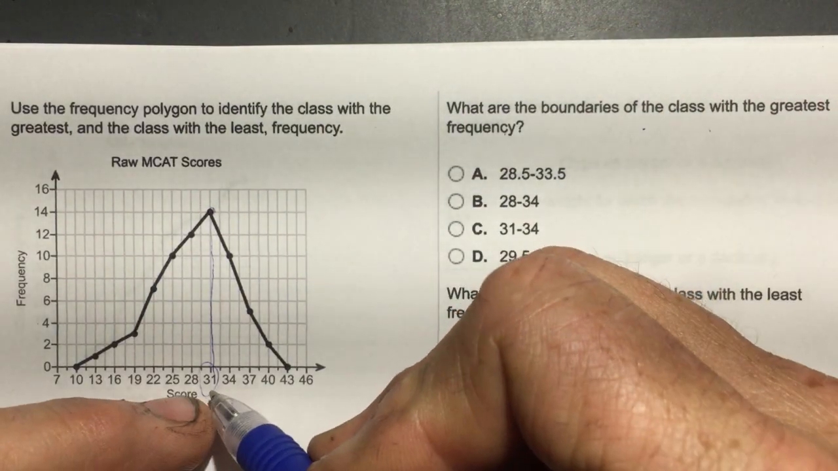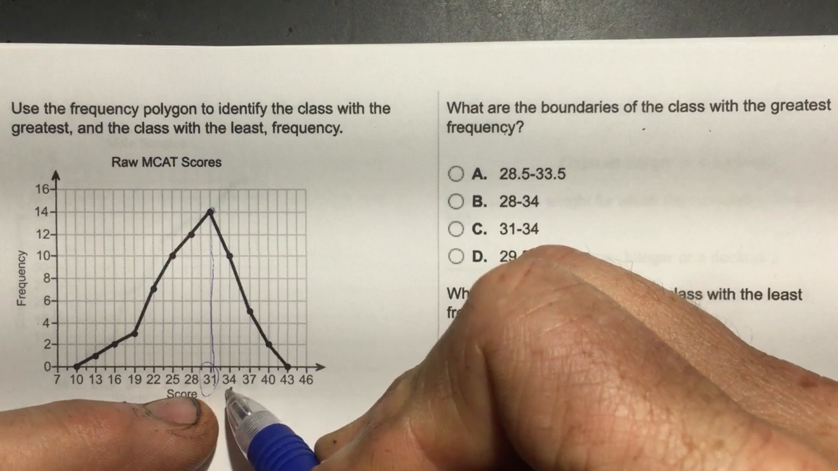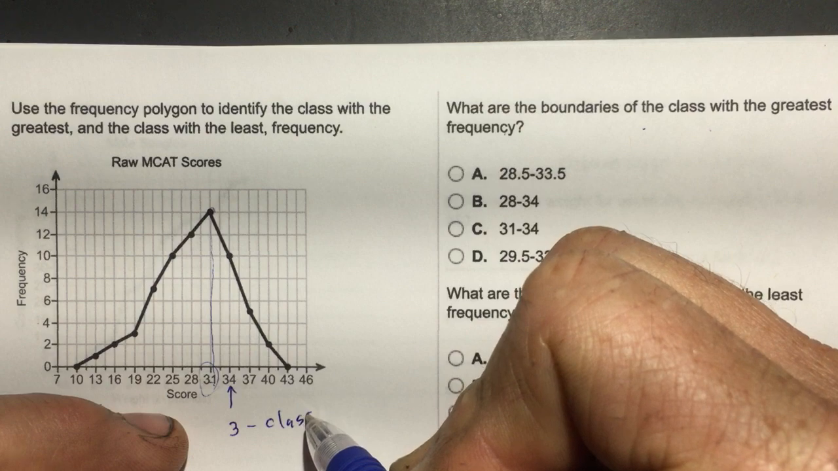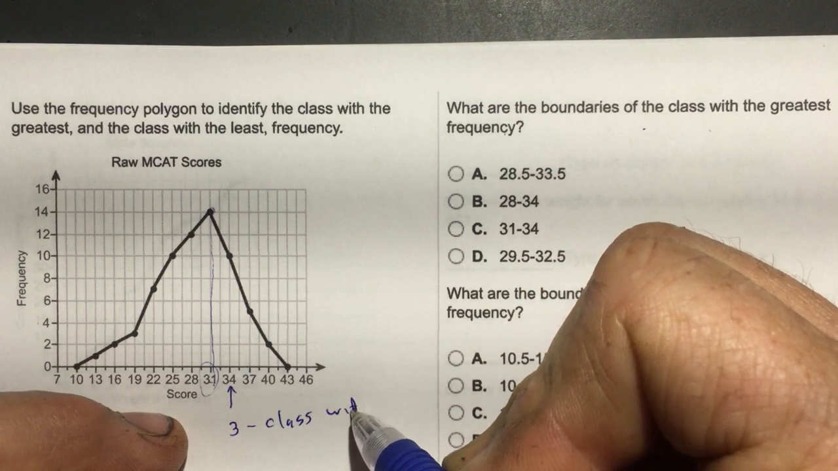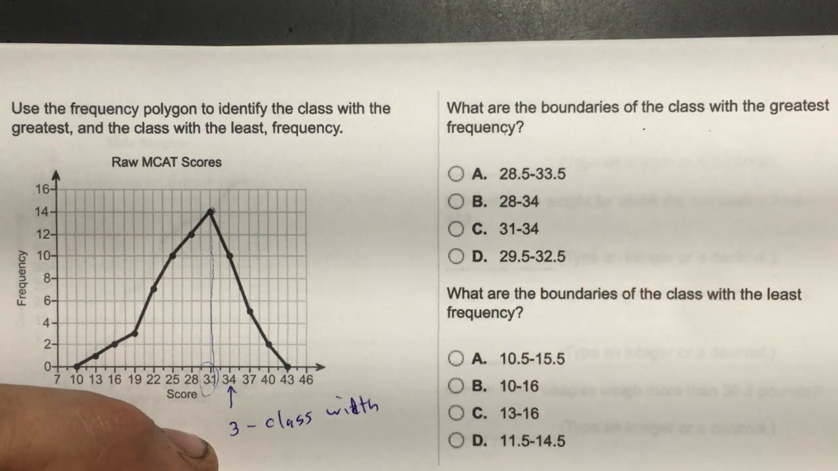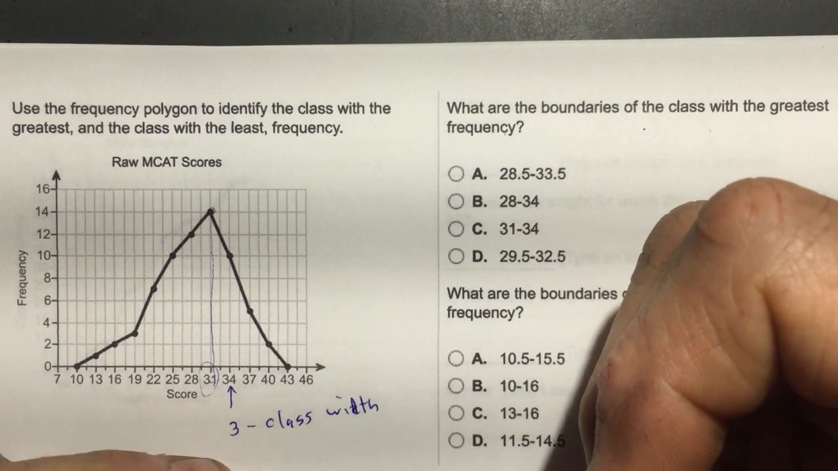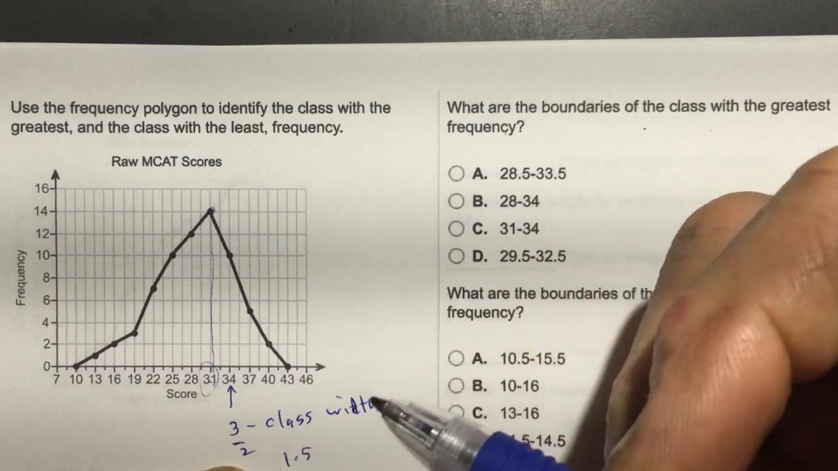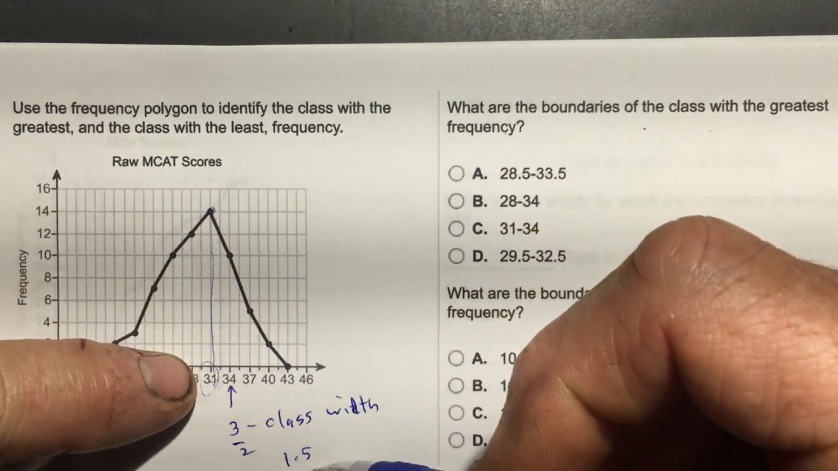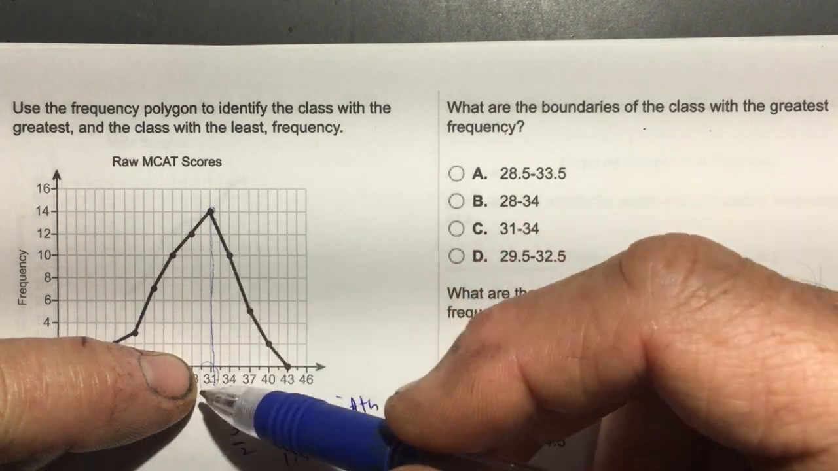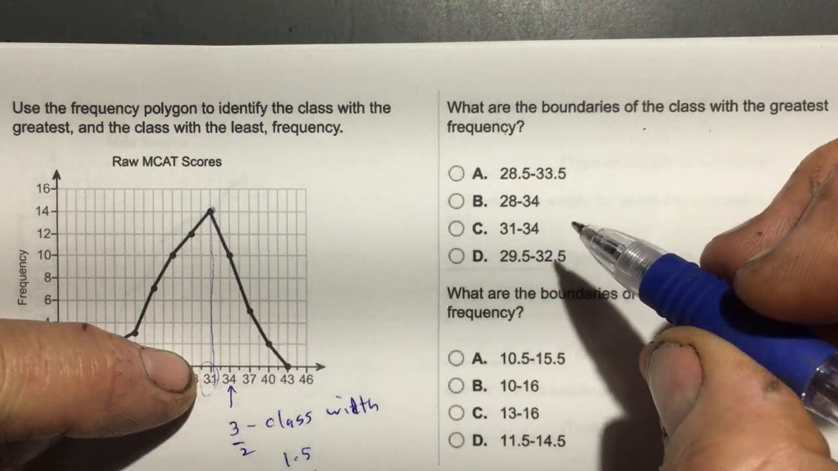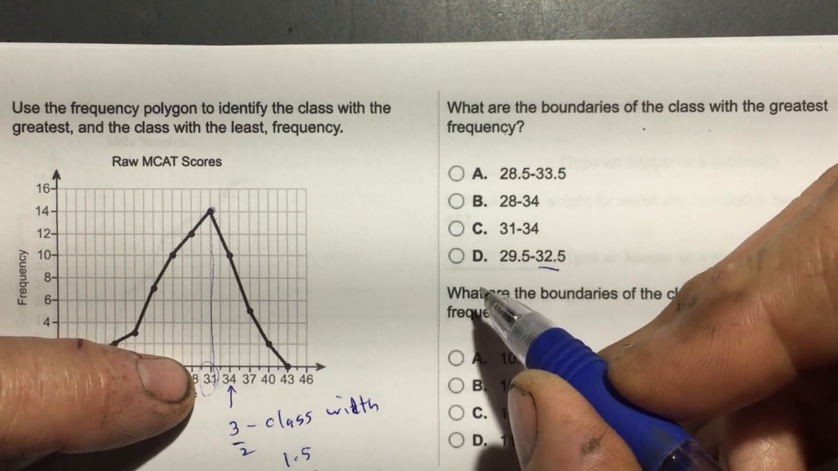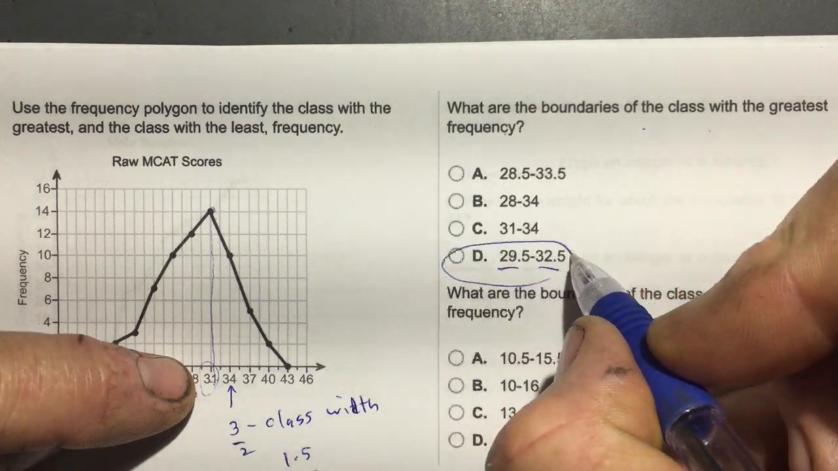Now, if you notice, the next one's 34. So if I subtract those, that's 3. That's my class width. All right, so if I divide that by 2, that's 1.5. That means from 31, I'll add 1.5, and I'll subtract 1.5. And 31 plus 1.5 is 32.5, and 31 minus 1.5 is 29.5. There's the answer right there.